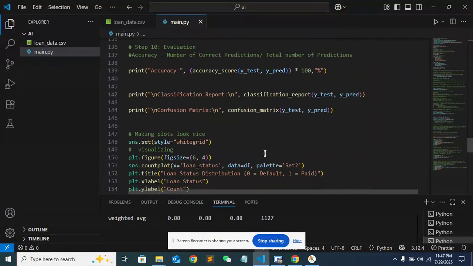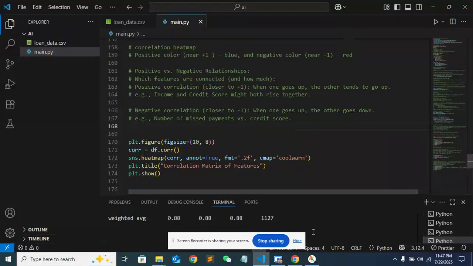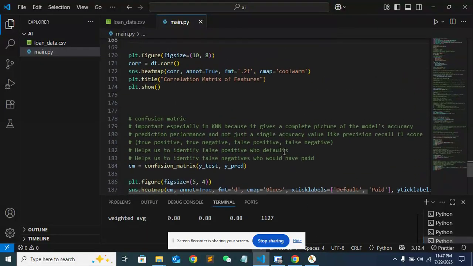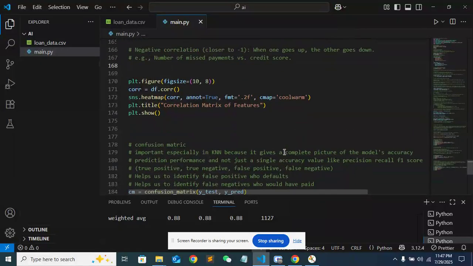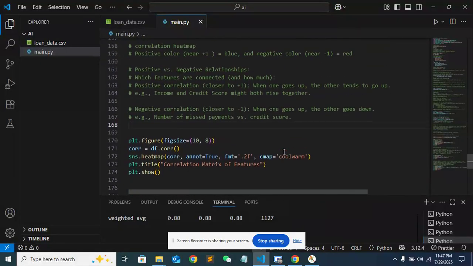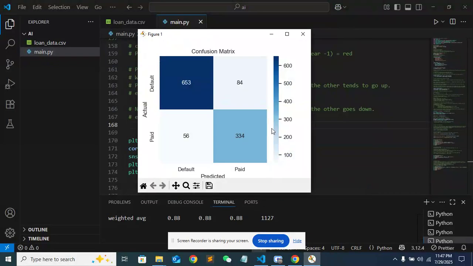Let us see, our code is right here. The false positives are the ones who default, and the false negatives are the ones who would have paid. The confusion matrix tells us the risks and the benefits. It is very important for us to know something other than the accuracy.